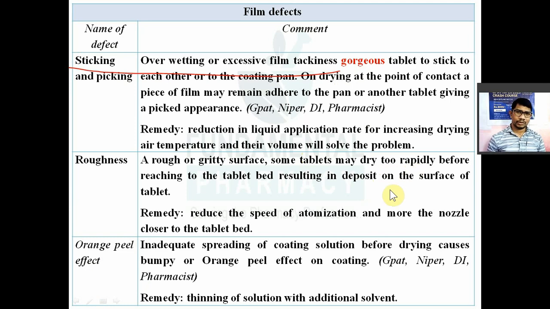ऑरेंज पील का इफेक्ट क्या होता है? Inadequate spreading of coating solution before drying will cause bumpy or orange peel effect on a coating। रेमेडी क्या है? You have to decrease the thickness of your coating solution, thinning of solution with additional solvent। नेक्स्ट होता है ब्रिजिंग एंड फिलिंग। ड्यूरिंग द ड्राइंग, जब फिल्म ड्राई होता है तो फिल्म क्या होगा?